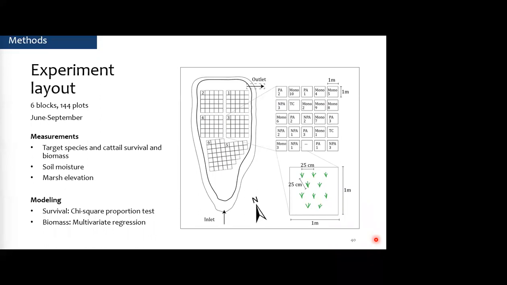Also, during the growing season, I measured soil moisture in each plot and the relative marsh elevation of each plot. And then I took all of that data to create a survival model and a biomass model for both the target species, which are the seedlings that I planted, and the cattails.